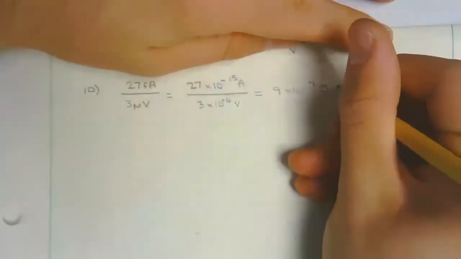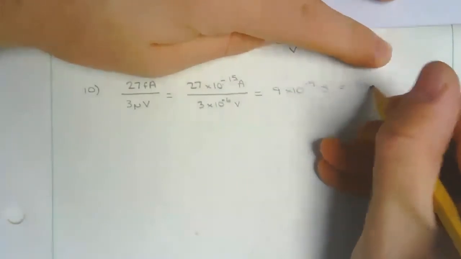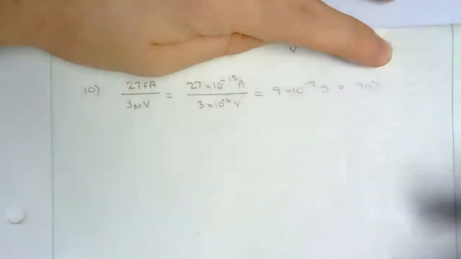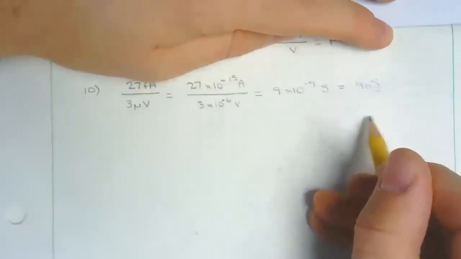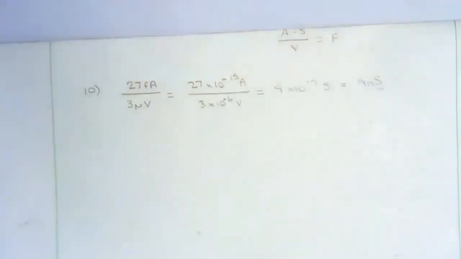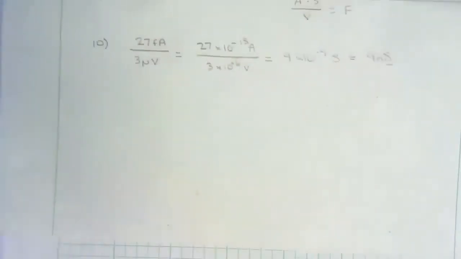So times 10 to the negative 9 is going to be nano. So we have 9 nano Siemens, capital S. That capital S matters because if we had 9 and lowercase s, that would be 9 nanoseconds, which is also something we might deal with. So you need to be careful.